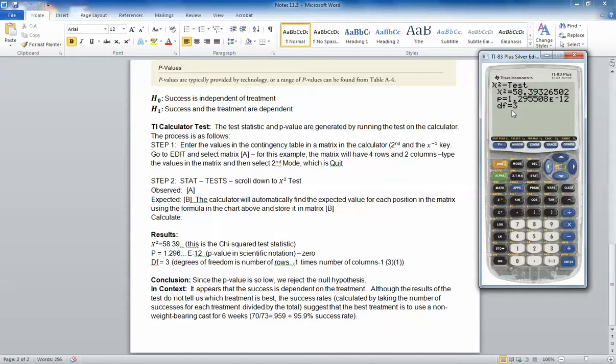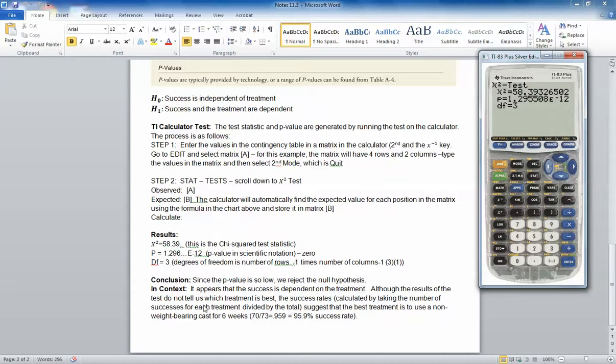The degrees of freedom are calculated by the calculator, but for contingency tables they are the number of rows minus 1 times the number of columns minus 1. In this case we have 4 rows and 2 columns, so it's 3 times 1 for degrees of freedom. So our conclusion: since the p-value is so low, we reject the null. It appears that success is dependent on the treatment.